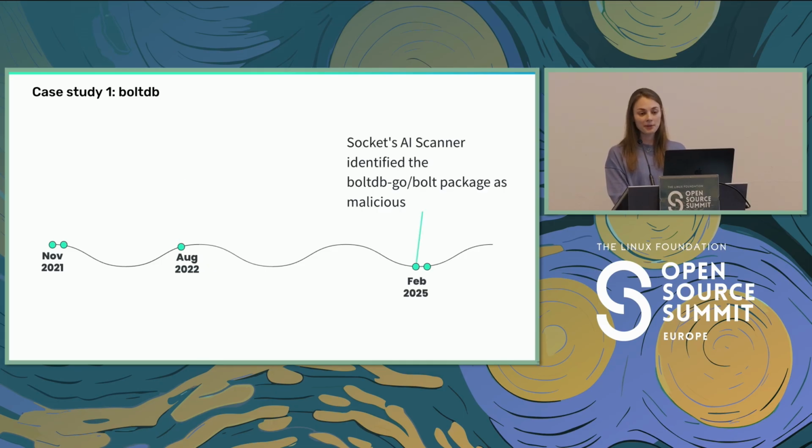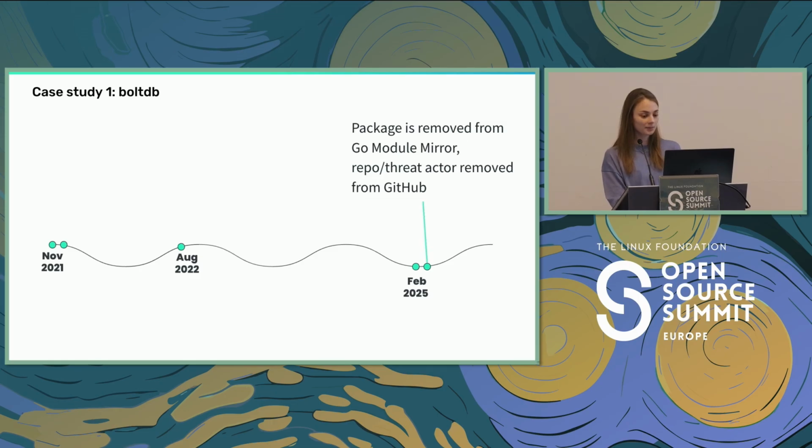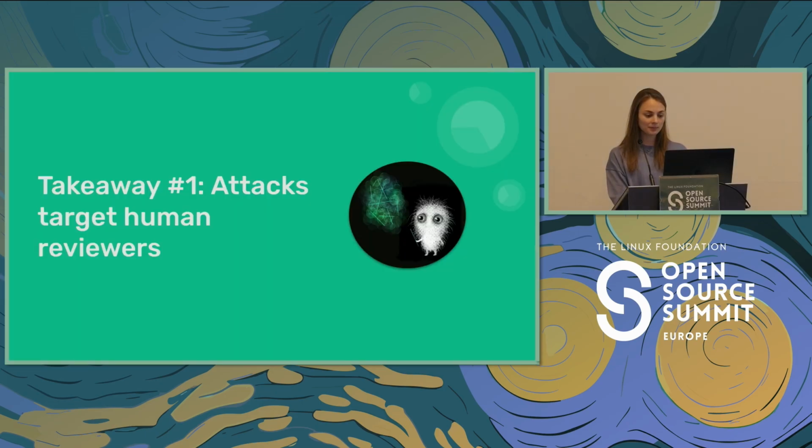It wasn't until February of 2025 that Socket's AI scanner flagged the boltdb-go/bolt package as malicious, and Socket researchers published their findings disclosing the attack. This led to both the package being removed from the Go module mirror and the threat actor's repository and account being removed from GitHub. So what can we take away from this incident?